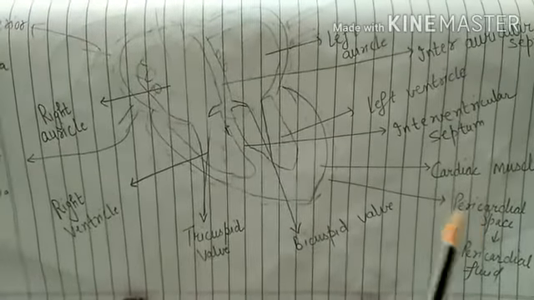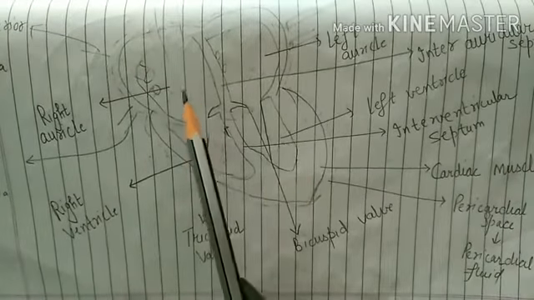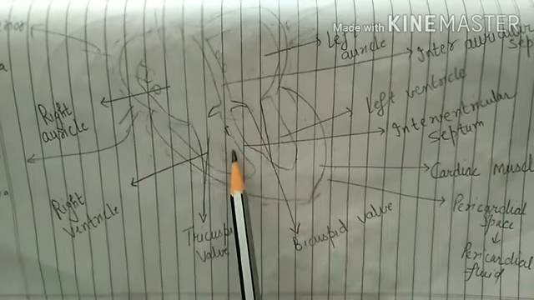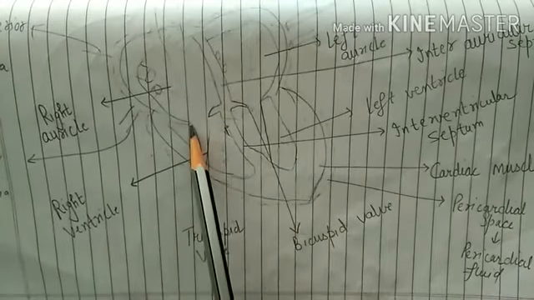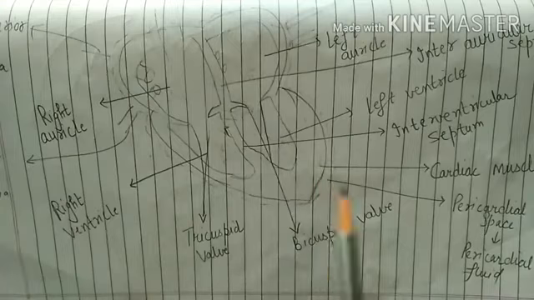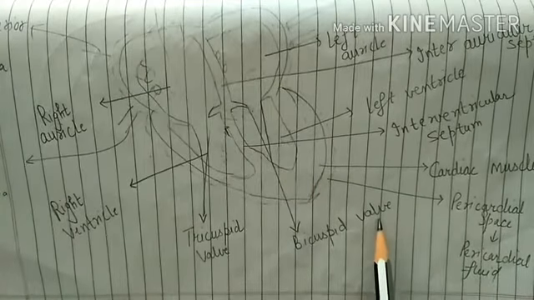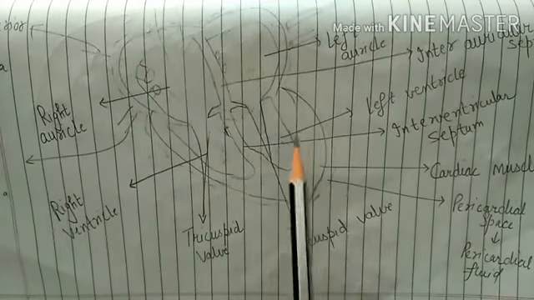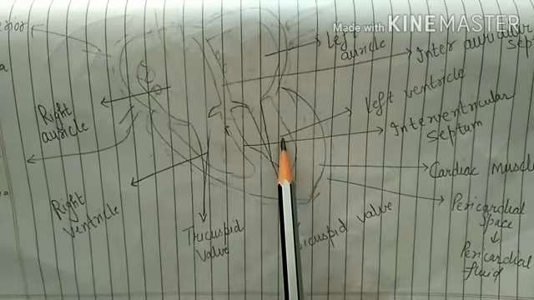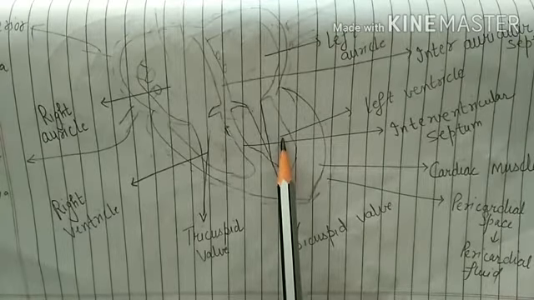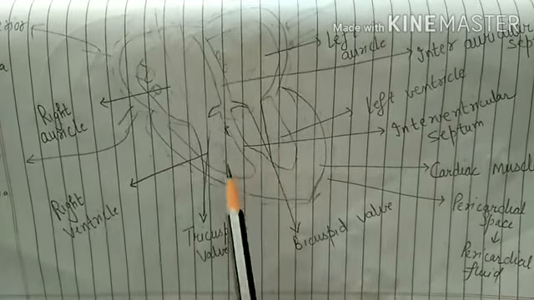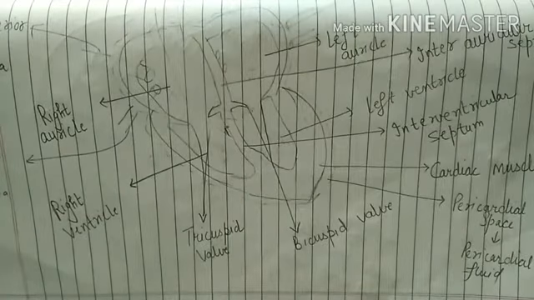Valves are present between the right auricle and right ventricle, known as the tricuspid valve. And the bicuspid valve is present between the left auricle and left ventricle. So now let us see how the working of the human heart is done.